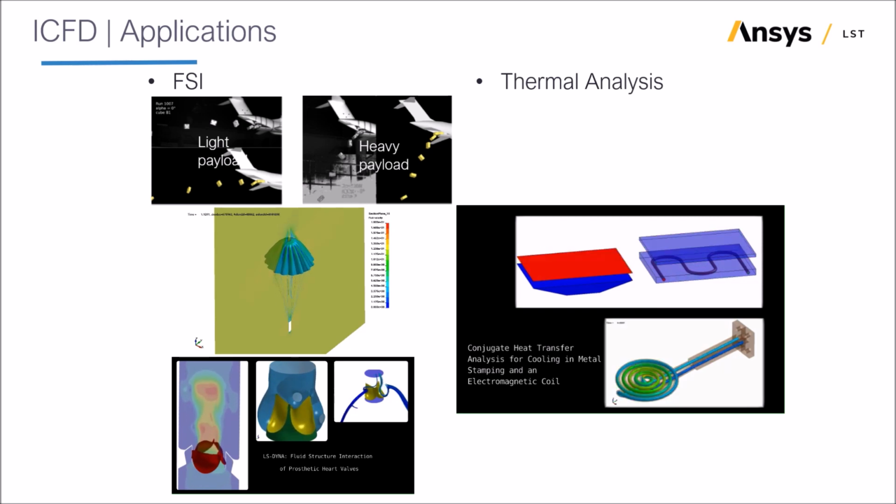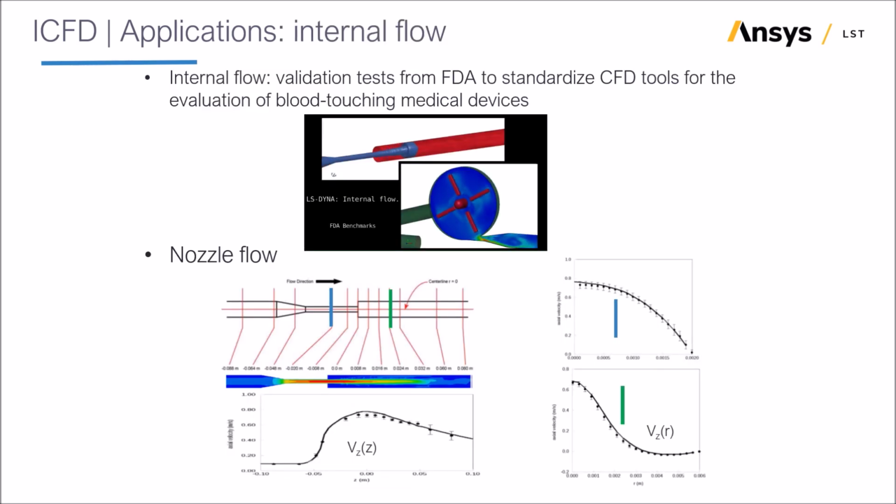In the upper right example, water is flowing through a pipe, carrying heat away from the tool in a forming process. There are some experiments by the American Food and Drug Administration for calibrating computer models of products that will come into contact with blood. Here we see results from LS-DYNA's CFD capability compared to the experiments for flow through a nozzle.